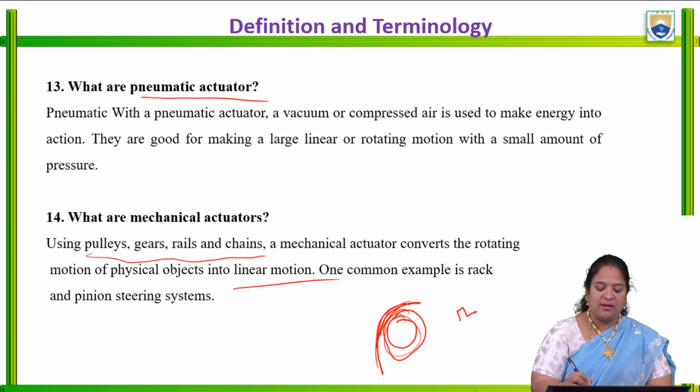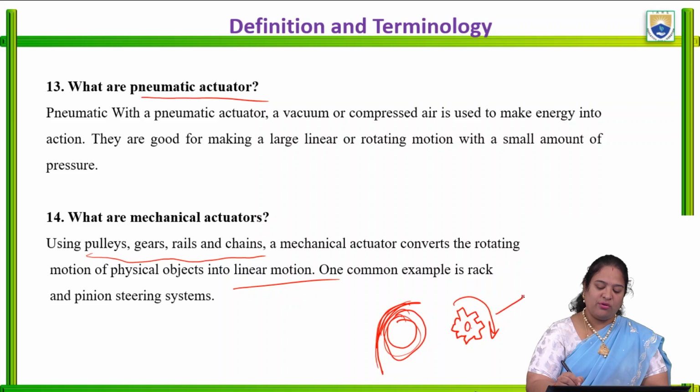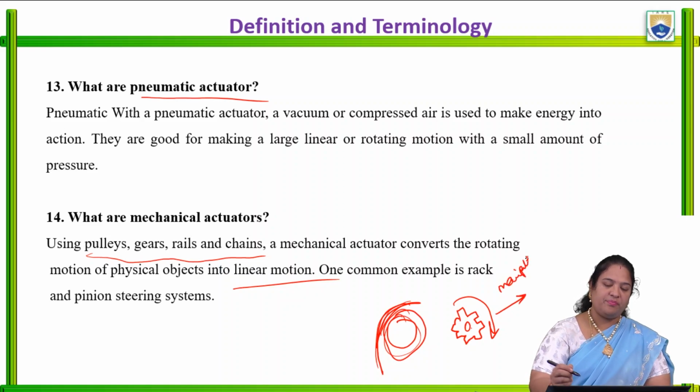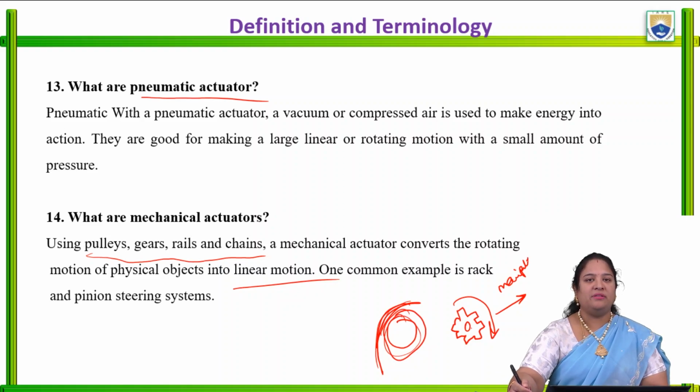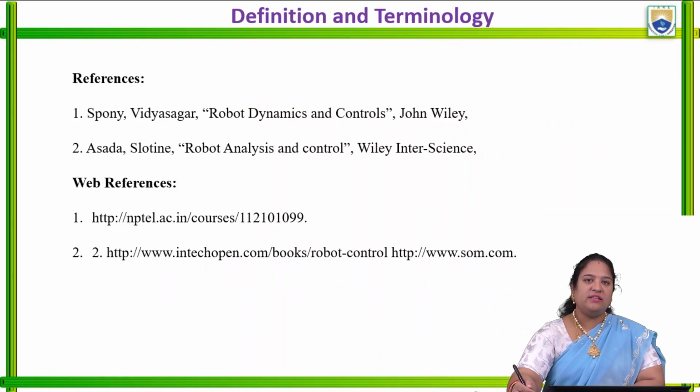Or when you take a gear mechanism, as the gear moves, the robot's manipulator starts moving. The rail or the chain mechanism is the same. That is, the rotary motion is transformed into the linear motion of the manipulator. That is known as the mechanical actuator. So these are the differences.